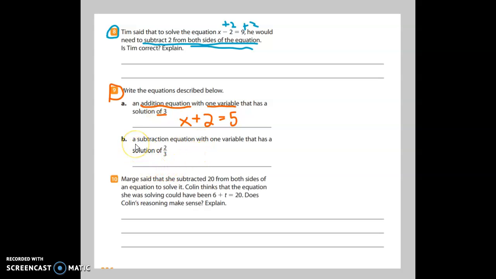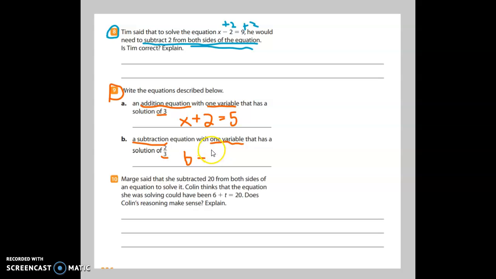Let's look at B. A subtraction equation with one variable that has a solution of 2/3. A lot of times when you guys see those pesky fractions, you tend to flip out and not even try to do it. So I'm sure that a lot of you are going to be looking at this like, wait, how do you do this one? It's pretty much the same as this, except that instead of addition, you're going to be subtracting. So I'm going to use a different variable just so that we don't get confused by the variable up there. I use b, and I have to subtract something.